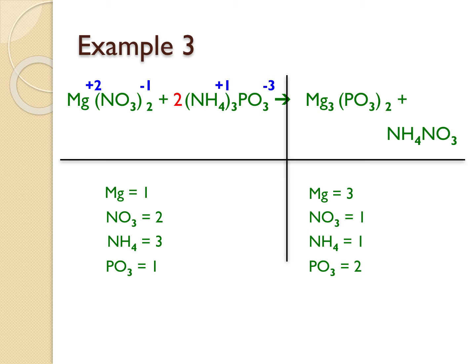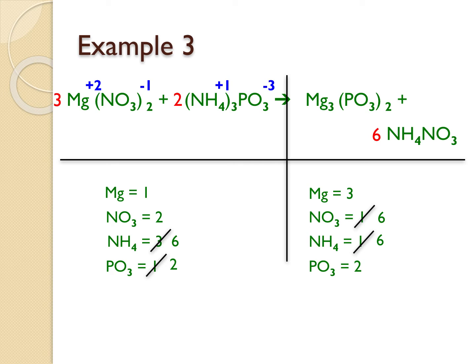This is going to change my PO3 to a 2, but don't forget, use our distributive property, and it's going to change my NH4 to a 6. Okay? So now my PO3s are good, but now my ammoniums are kind of all screwed up, and it's a pretty big number, so let's go there next. I'm going to put a 6 in front of NH4NO3. That leaves me with 6 ammoniums and also 6 nitrates. So now my phosphites are good, my ammoniums are good, but now my nitrates are kind of screwed up.